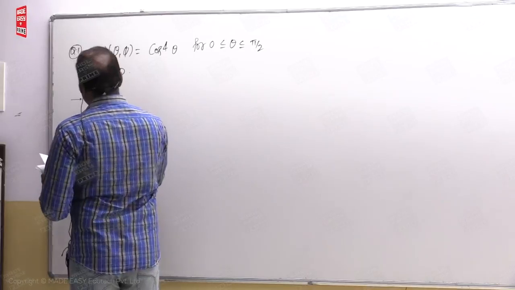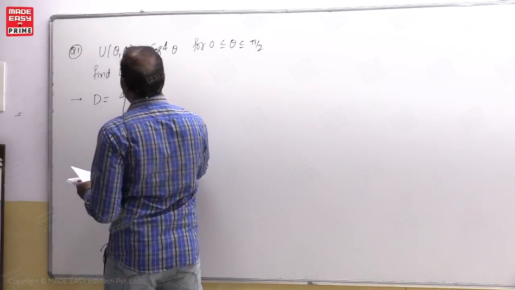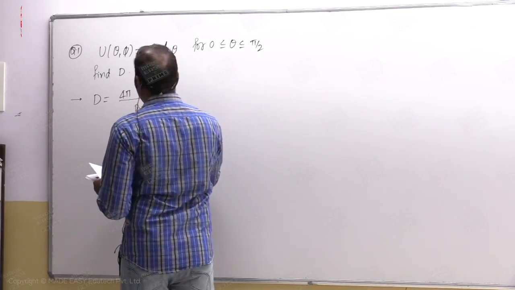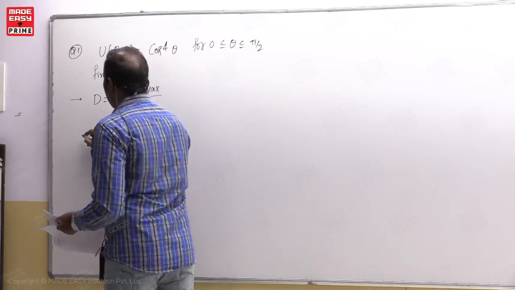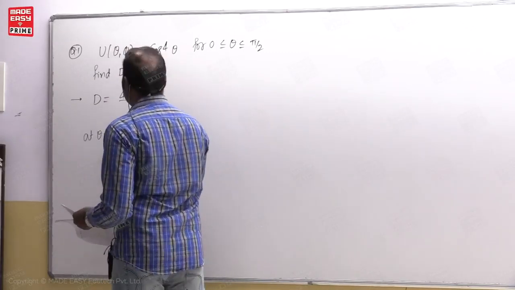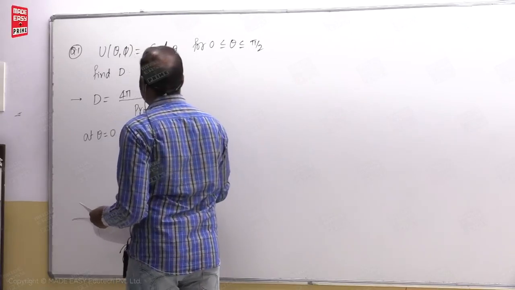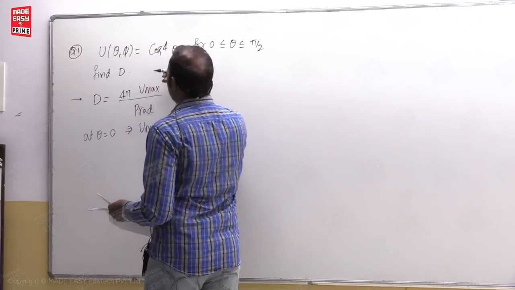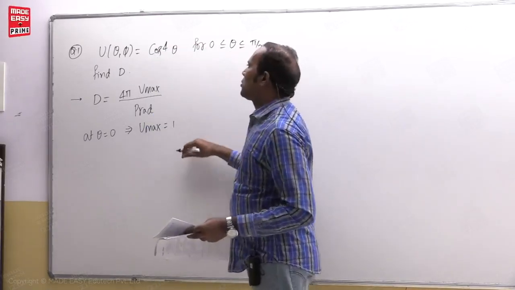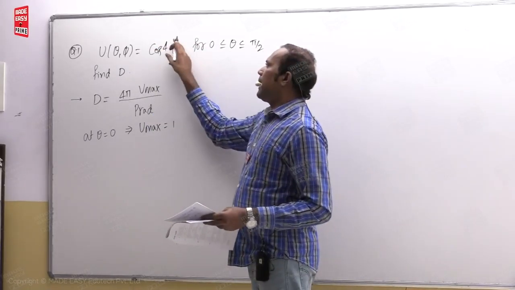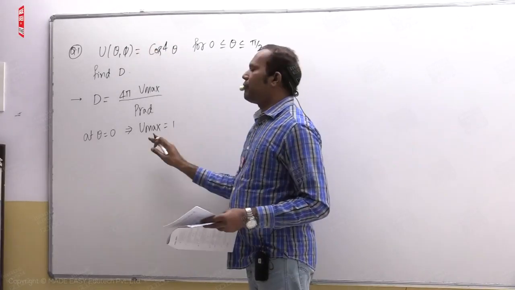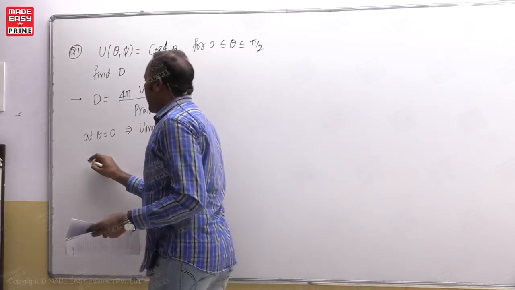Now directivity is equal to 4 pi into maximum radiation intensity divided by total power radiated. Now at theta is equal to 0, U maximum is cos 0 power 4, that is 1 actually, right? That is U maximum. It is very simple, students. Whatever angle term is there, whether it is 2 or 3, that will be the maximum value. Okay.